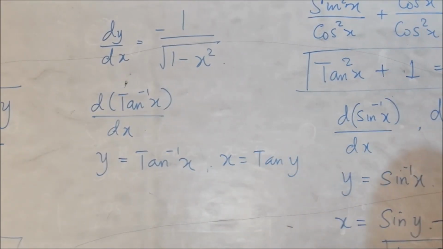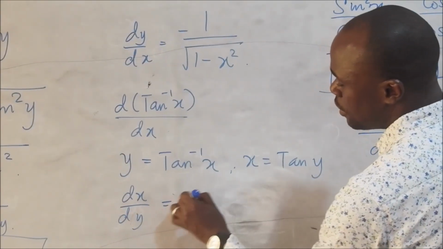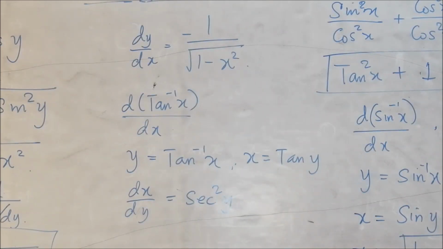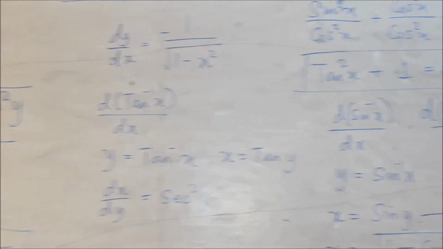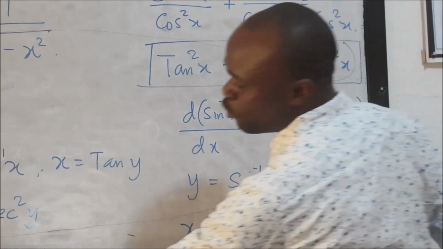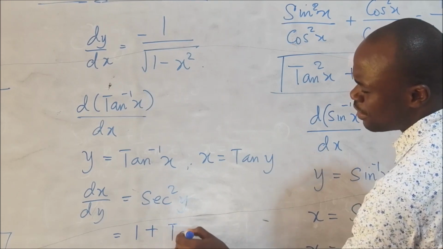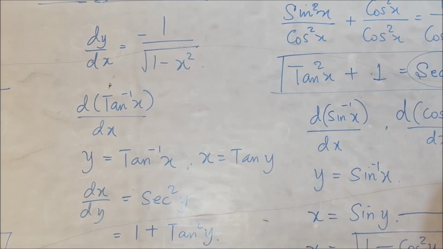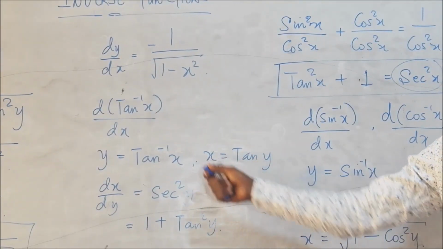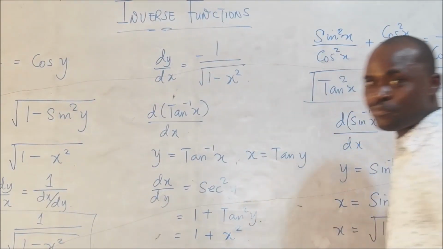Now, do you recall what is the derivative of tan y? The derivative of tan y, dx/dy, is equal to sec squared y. And from here, you remember that sec squared y is equal to tan squared y plus 1. So if I replace that here, I'm going to have 1 plus tan squared y. And recall that x is equal to tan y, which means that tan squared y will be equal to x squared. So this will be the same thing as 1 plus x squared.